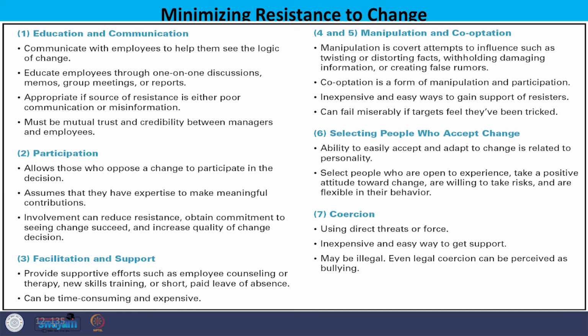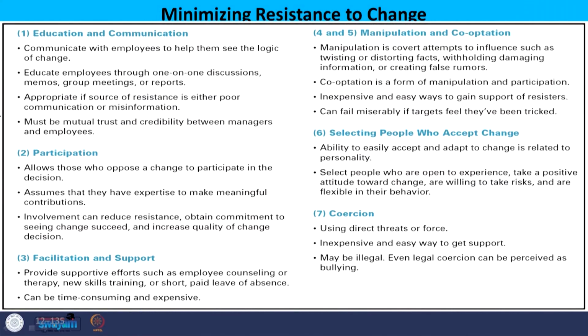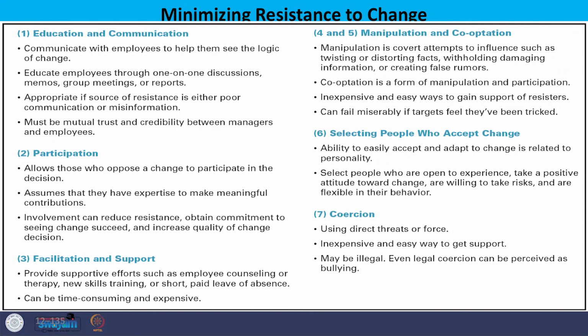Selecting people who will accept a change. The ability to easily accept and adapt to change is related to personality, so select people who are open to experience. It is always good to identify people who can embrace change, who have a positive attitude towards change, and are willing to take risks and are flexible in their behavior. Coercion, or force: using direct threat or force is an inexpensive and easy way to get support, may be illegal, but even legal coercion can be perceived as bullying.